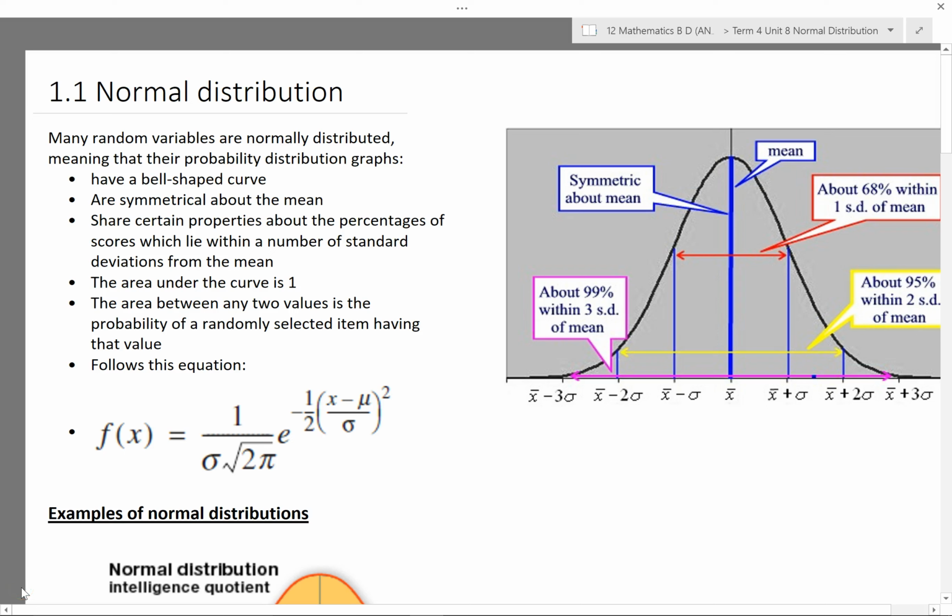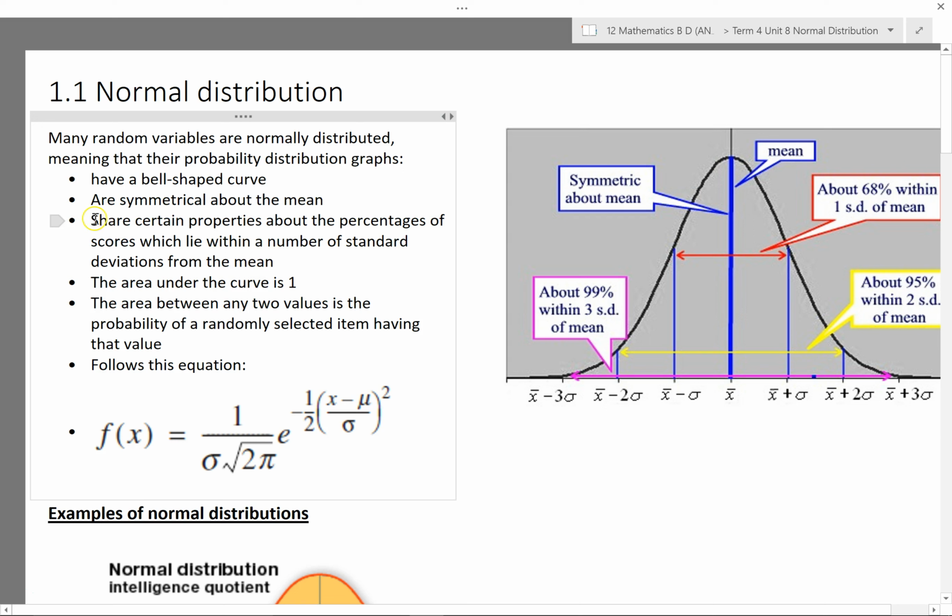This lesson is about normal distributions. Many random variables are actually normally distributed, which means a few things. It means they have a bell-shaped curve, so their probability distribution histogram looks like this curve here. They're symmetrical about the mean. So I've got my mean here, and there's an equal number of scores on either side.